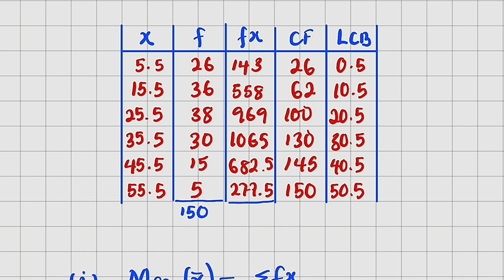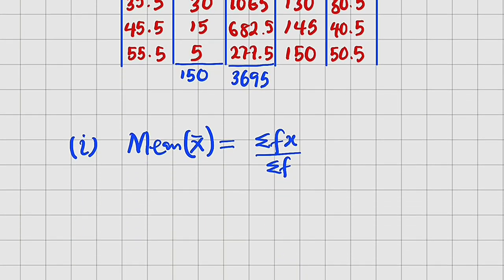We have 143 plus 558 plus 969 plus 1065 plus 682.5, and lastly we have 277.5. Altogether we have 3695. This is the fx, summation of fx.